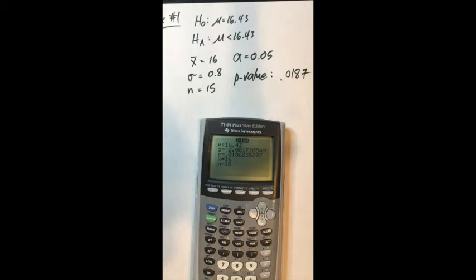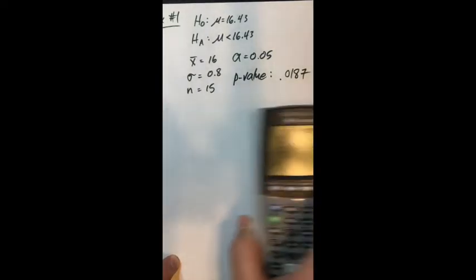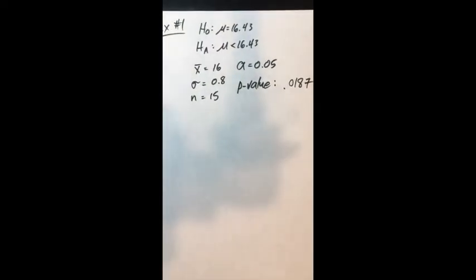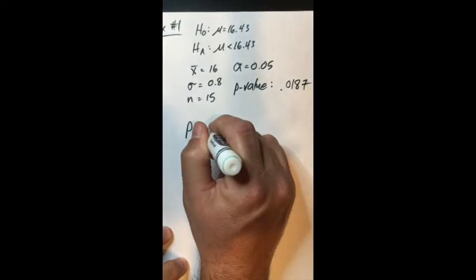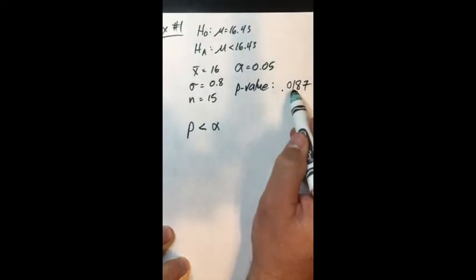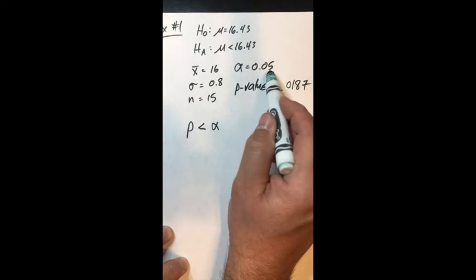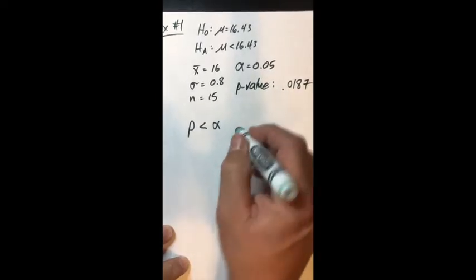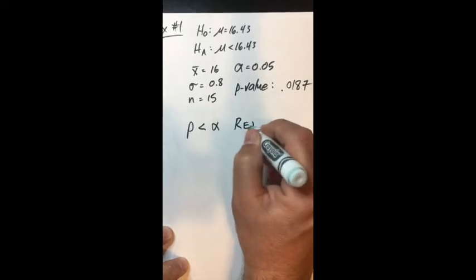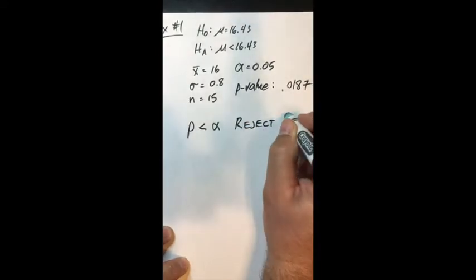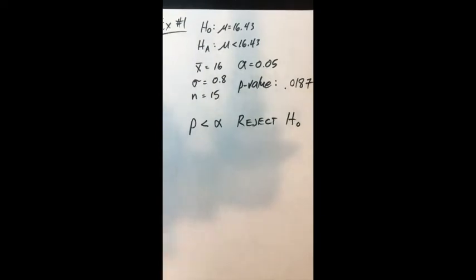So based on this, we compare our p-value to our alpha. All right, I'm going to move the calculator off to the side for now. And we see that the p-value is definitely less than alpha, right? 0.01 is quite a bit less than 0.05. So because the p-value is low, we reject the null hypothesis. Okay, that's H naught.